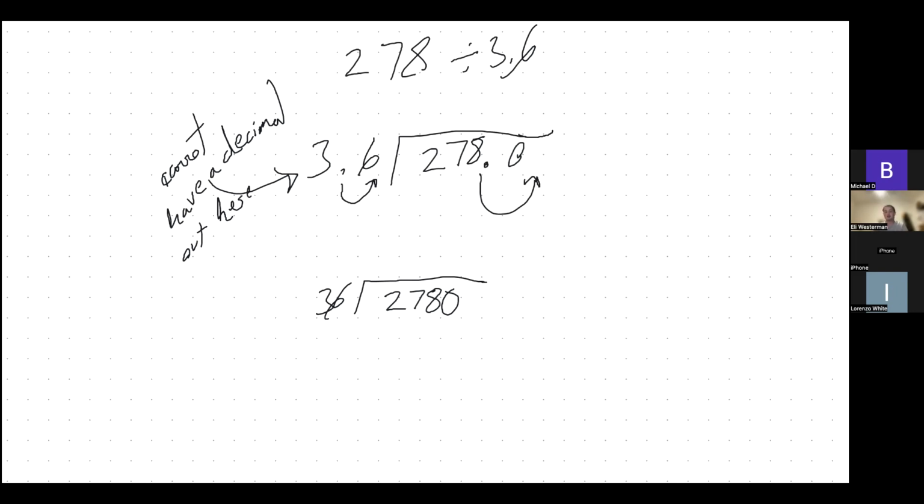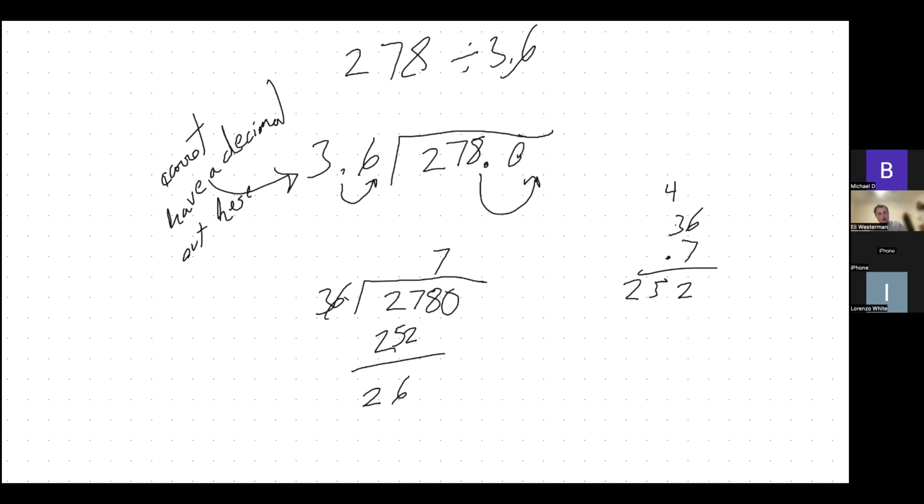So now we can say 36 goes into 27. We don't know how many times. We have to guess how many times it goes into 278. Let's say 36 times, I don't know, 7. So 3 times 7 is 21. Plus 4 is 25. So 252. I think that's probably the right answer there. So 7, 252. 8 minus 2 is 6. 7 minus 5 is 2. 2 minus 2.